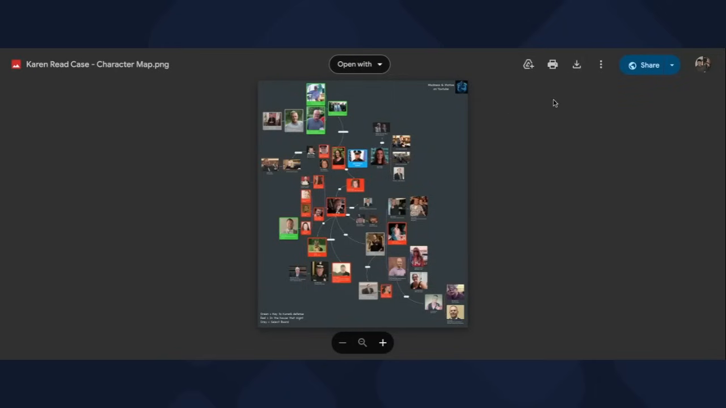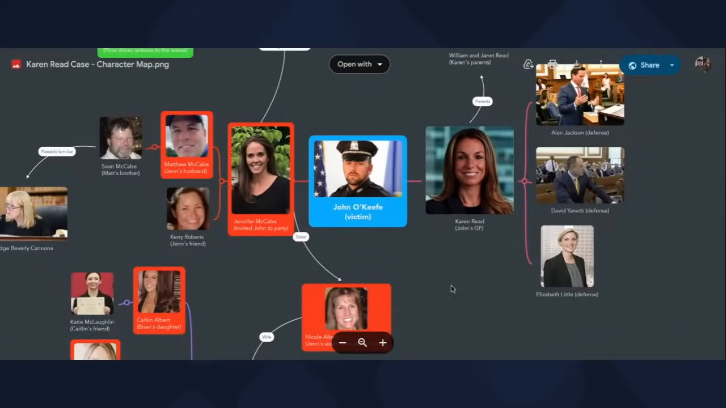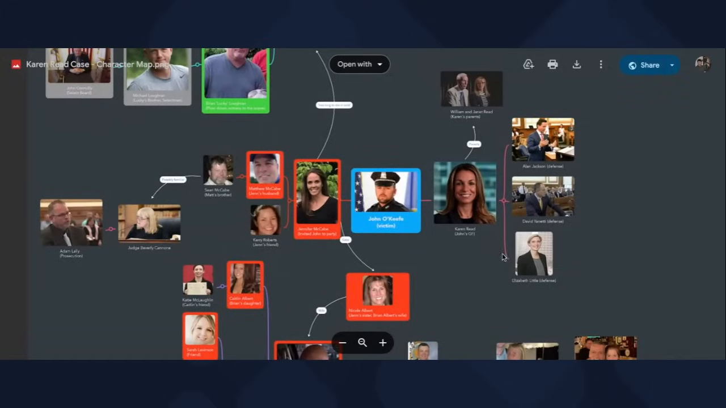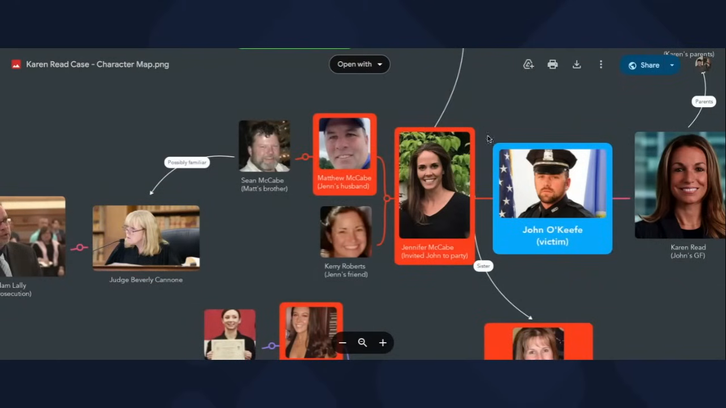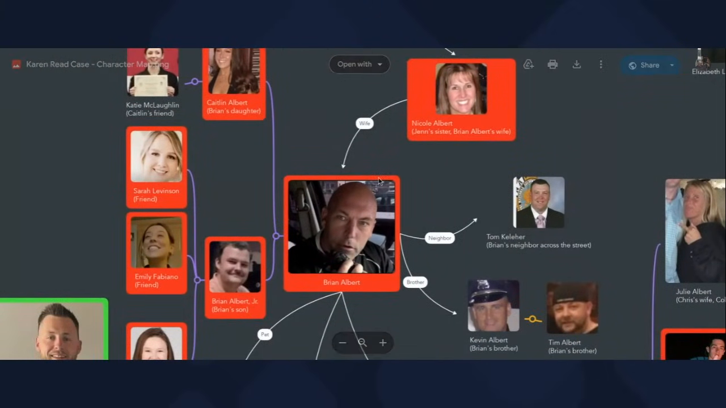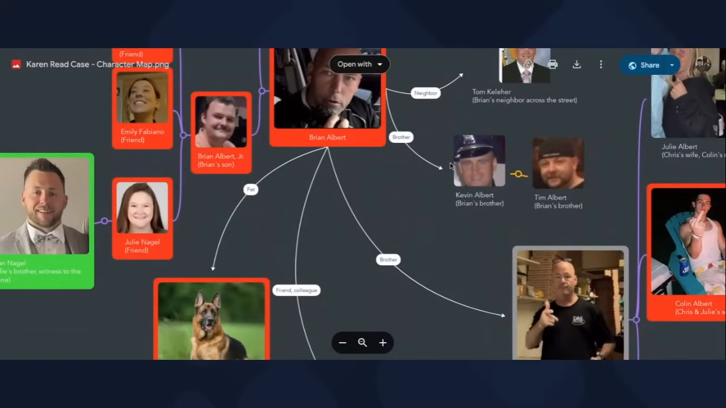So this is, I think, where the link is going to take you, and you can just click this to download the image. Let's zoom in on this a little more so you can see it better. Basically, like I said, I've got pretty much the primary characters here. Got John O'Keefe and Karen Reed, her defense team, and her parents. And then I've got the woman who invited John to the party, Jen McCabe, her husband, her friend, et cetera. And it all connects down to the homeowners of 34 Fairview, which would be Brian and Nicole Albert. And then I've even got neighbors and brothers from the Canton PD. Everything is right here.